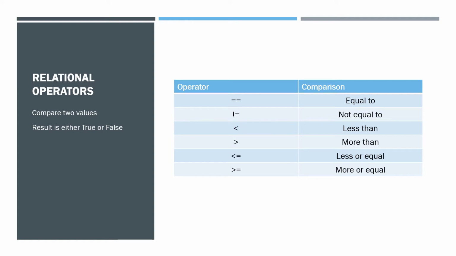So the main relational operators are shown in this table. Double equal sign is used, for example, to show that 2 values have the same value. So an expression with the double equal sign will be true if the values on either side of that relational operator are equal in value.